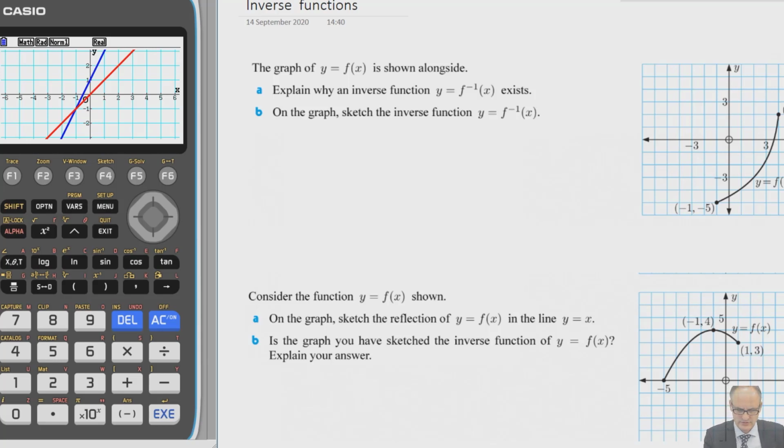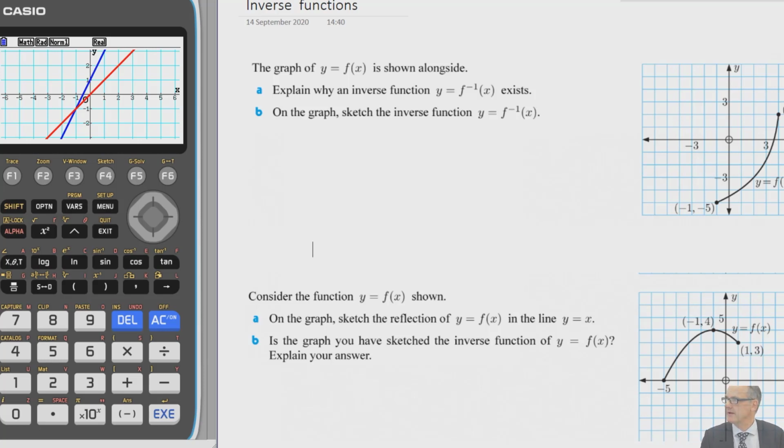Right, moving on to the sorts of questions that we tend to come across. We want to explain why the function f-1 exists. Well, this function exists because this is what we call a one-to-one mapping. For an inverse function to exist, the original function needs to be one-to-one.